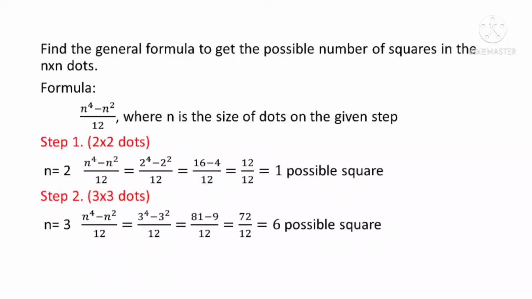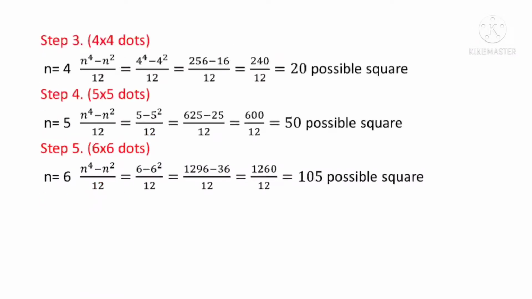So, next. Sa step 3, 4 by 4 dots. Yung n natin is equal to 4. So, substitute ulit natin. 4 raised to 4 minus 4 squared over 12 is equal to 256 minus 16 over 12 is equal to 240 over 12 is equal to 20 possible squares. So, totoo din siya sa 4 by 4 dots or step 3.